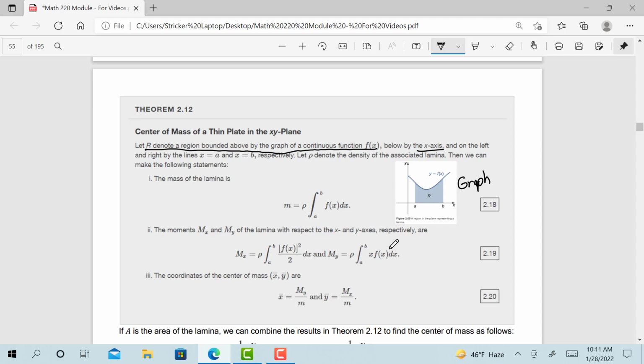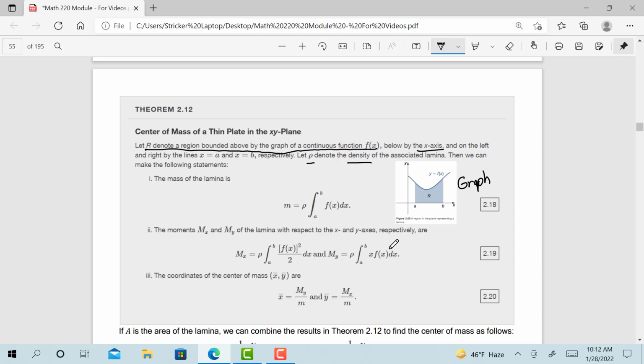And it's also going to be bounded on the left and the right by the values A and B. This is another important thing. Let rho be the density. And so the way we're going to find the mass is we're going to integrate our function. We know that the integral of a function dx from a to b gives us the area of this blue section.